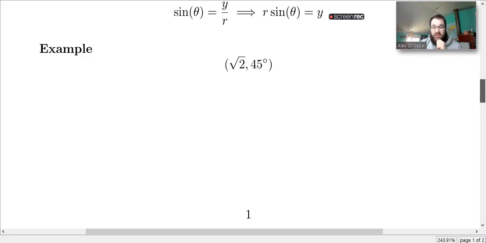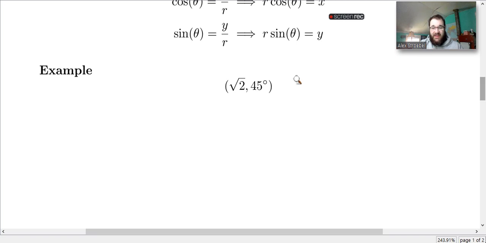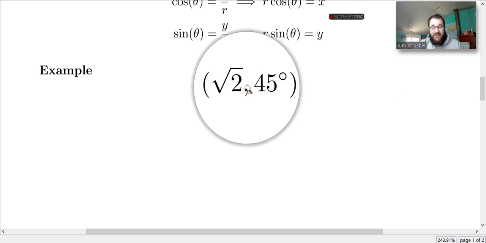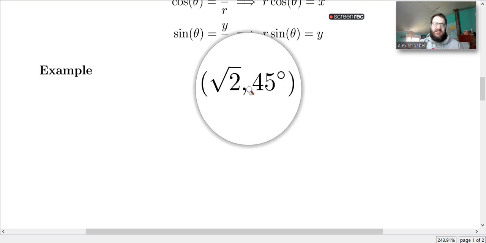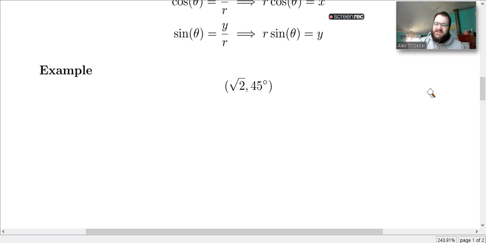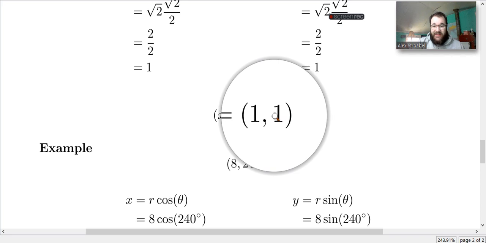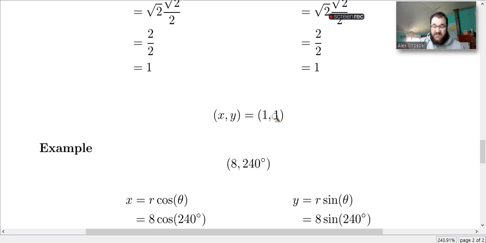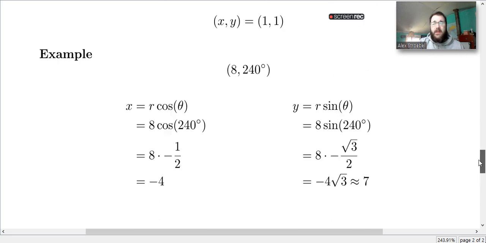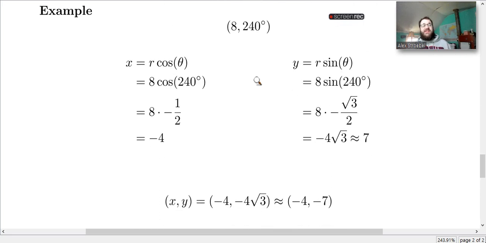So this point in polar coordinates becomes this point in rectangular coordinates. So they're just different ways of writing the same point. So just going to go through another example.